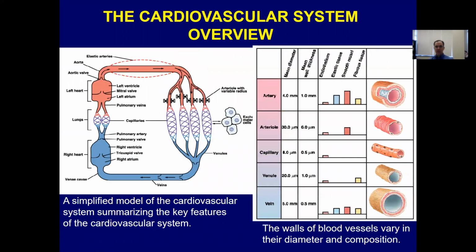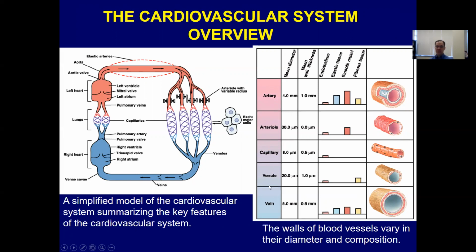Again, just the overview of the cardiovascular system that we talked about before: the left side of the heart pumps through the aortic valve, through the aorta, through the elastic arteries, the arterioles, the capillaries, the exchange of oxygenated blood with the tissues, then it comes back into the venules, into the veins, into the right side of the heart, and then to the lungs to exchange, and it repeats the process over and over again.